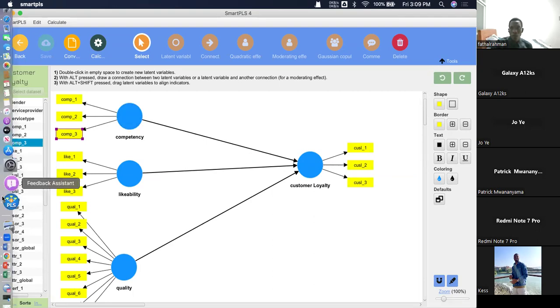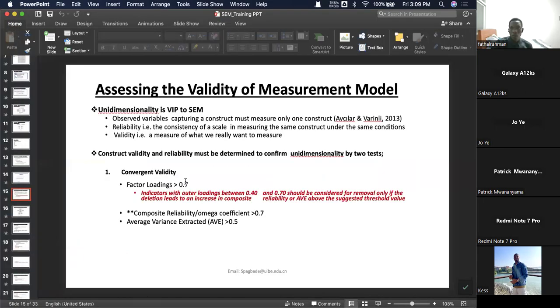And the rule of thumb is that when I run what we call the factor loadings, the factor loadings should be greater than 0.7. You'll see it soon, don't worry. Just keep it in mind that the factor loading should be greater than or equal to 0.7.